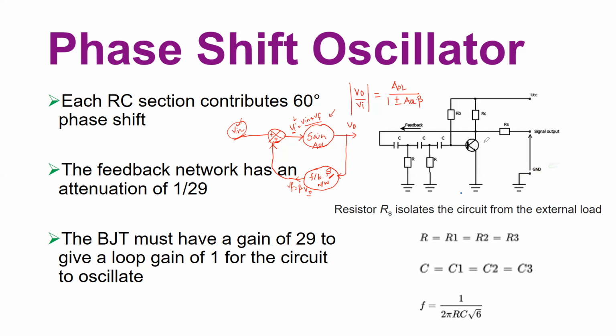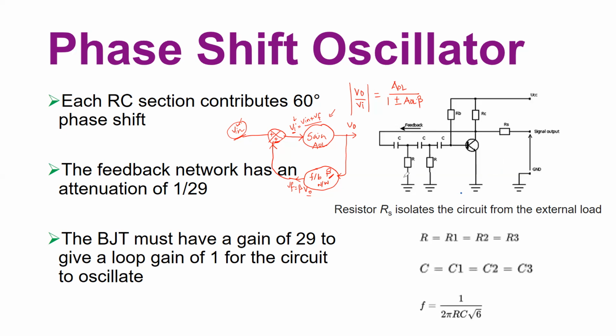So again, 180-degree phase shift is provided by the amplifier, and each section of RC provides a phase shift of 60 degrees. This is your RC, and this is maybe RB, and C is providing another 60 degrees. So the total phase shift by the feedback network is 180 degrees. By the amplifier, it is 180 degrees. So the total becomes 360 degrees.